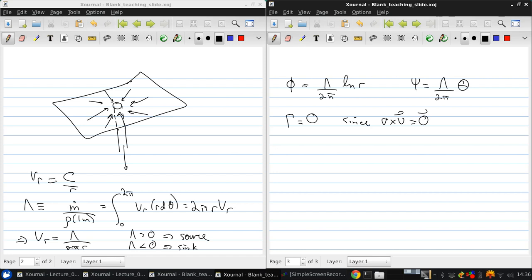Now, it's possible to immediately use these two building blocks we have, source or sink and a uniform flow, to construct a flow that looks something like an aerodynamic flow of interest, which is a flow around a leading edge. And it's basically a uniform flow plus a source of some strength. I won't go through that in this lecture. You can read through it in the notes if you want to know more.